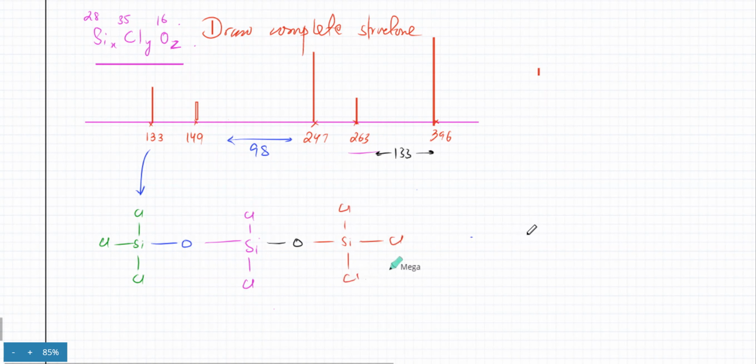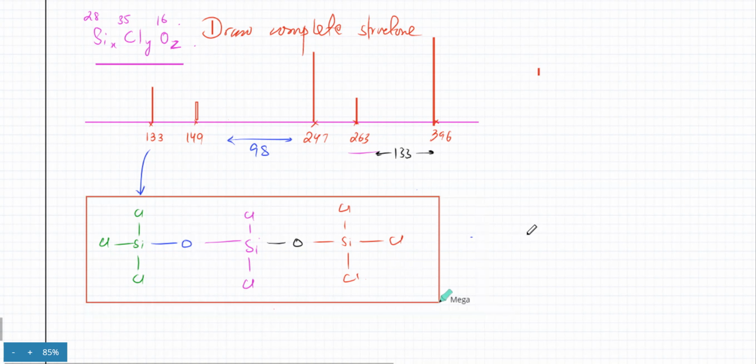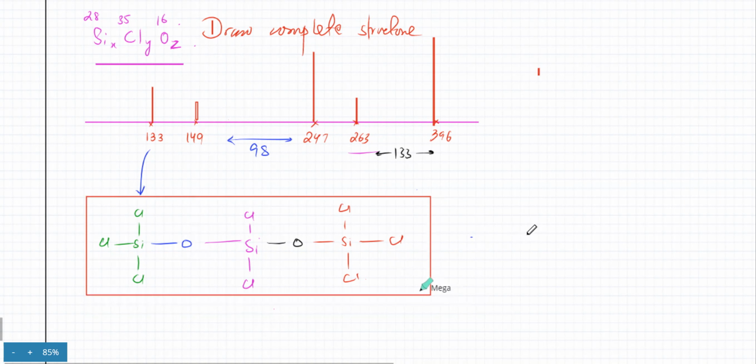So that's again SiCl3. Is that clear? So the original molecule, the one with mass 396, is this thing. All those pieces were formed from it. Okay, 133 was this piece breaking off, 149 was this piece, 98 was up till this point, this chunk, 247 was this thing, and so on. So is this clear? Okay, you figured out the original molecule.